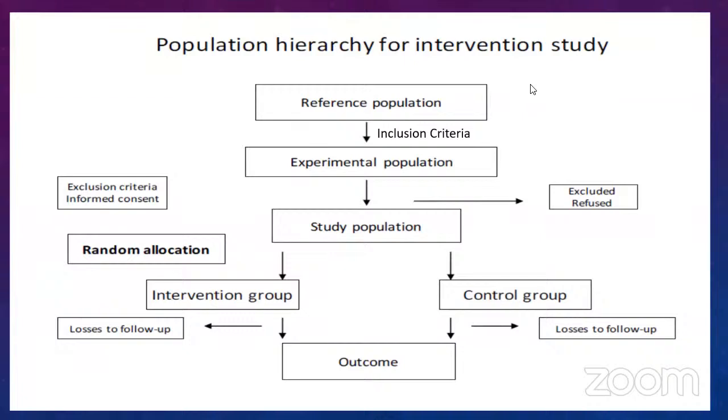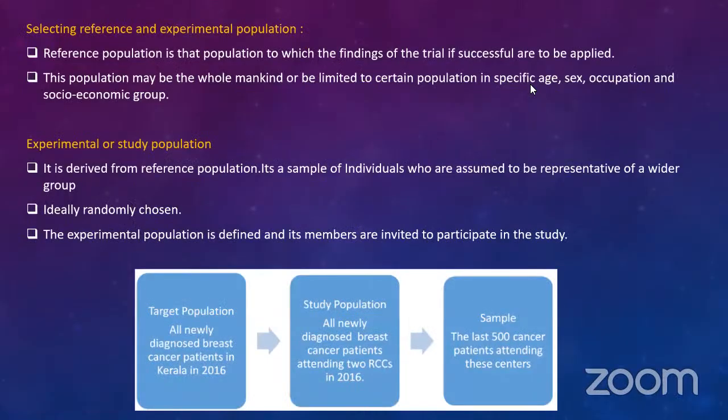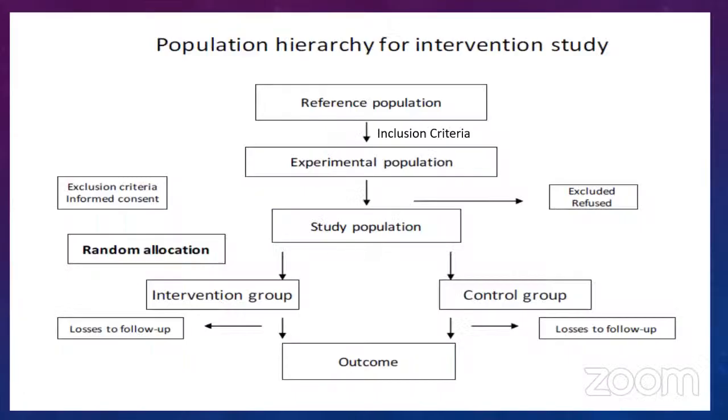So in a randomized trial, we have a reference population. From it, we have an inclusion criteria, and following it, we have an experimental population. And from the experimental population, we have a study population. So the reference population would be all people who have head and neck cancer who have visited the radiation department.